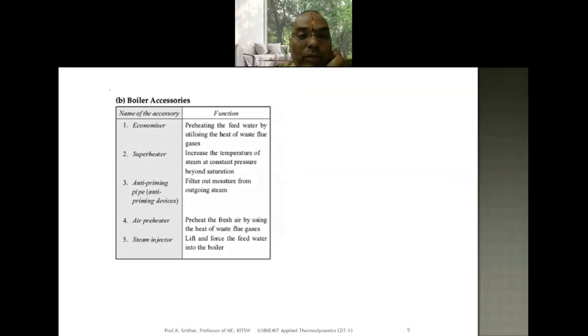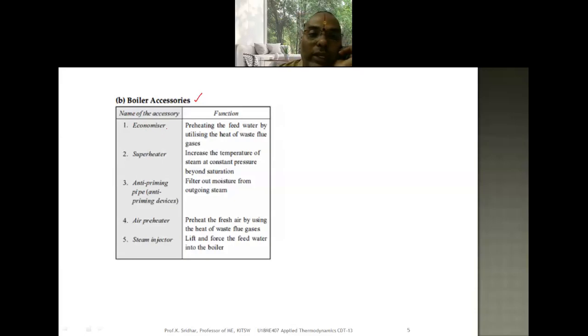Now the second component is the boiler accessories. The boiler accessories are not mandatory in any thermal power plants. They are basically used to increase the performance of a thermal power plant. But boiler mountings are mandatory. Without boiler mountings, you cannot run the boiler properly and safely. The boiler accessories are only a choice, to improve the thermal power plant wherever there is a choice of improvement. Then automatically you have to go for these types of accessories.